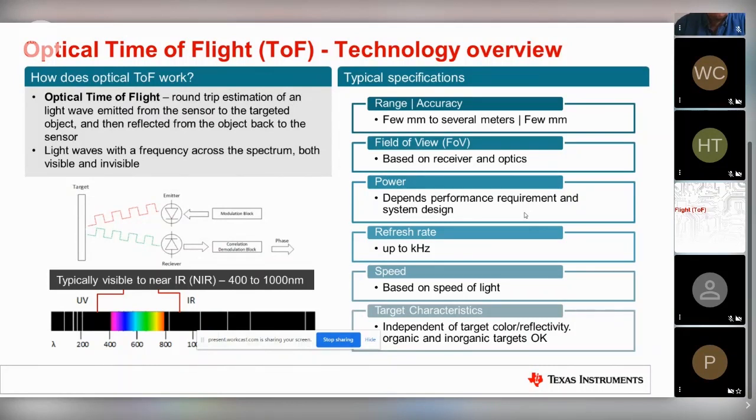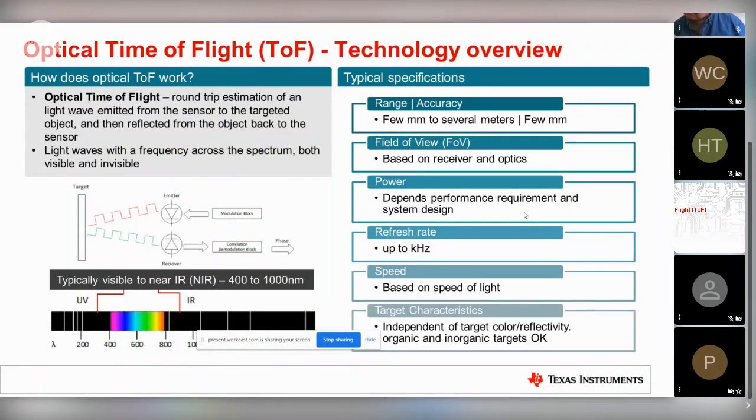Then maybe to finish, I talk a little bit about the targets that you want to sense. In fact, this particular optical time-of-flight technology I'm talking about will give measurement independent of the target color and reflectivity. The reason is that what we are measuring in this particular technology is not the amplitude, but the phase. So the distance measurement is going to be based on the phase that is measured on the wave that is reflected back from the target.